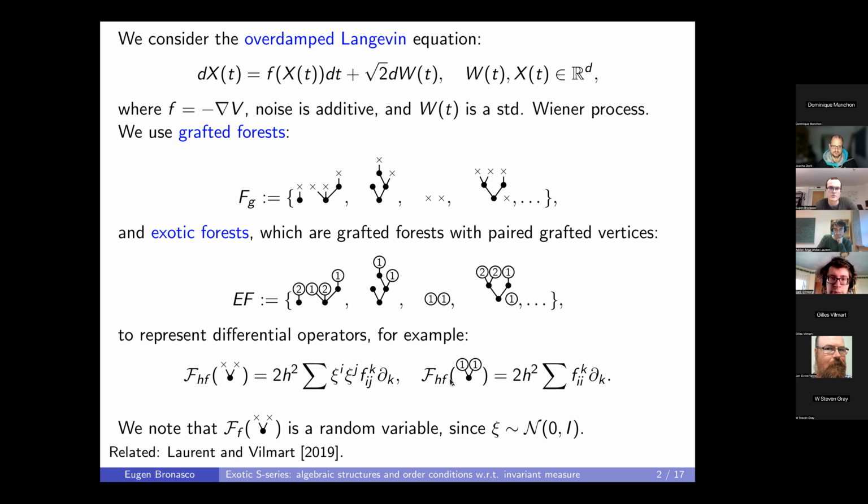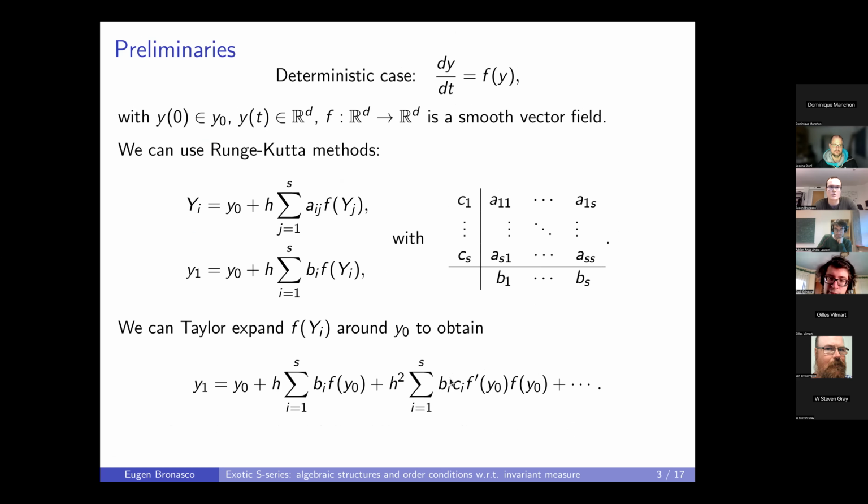Now let us start with a preliminary section. Let us consider a deterministic case, dy/dt equals f(y), where the problem is in R^d. Here the dimension of the problem doesn't matter, and also in general in this talk it doesn't matter. So f is a smooth vector field, and then we can take Runge-Kutta methods and use them to integrate this problem. They have the following form, and the coefficients of the Runge-Kutta methods are listed in a Butcher tableau.